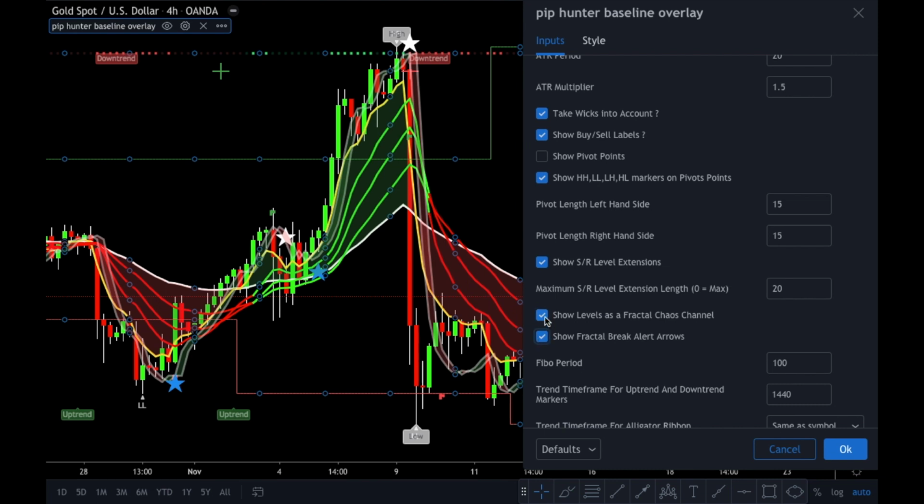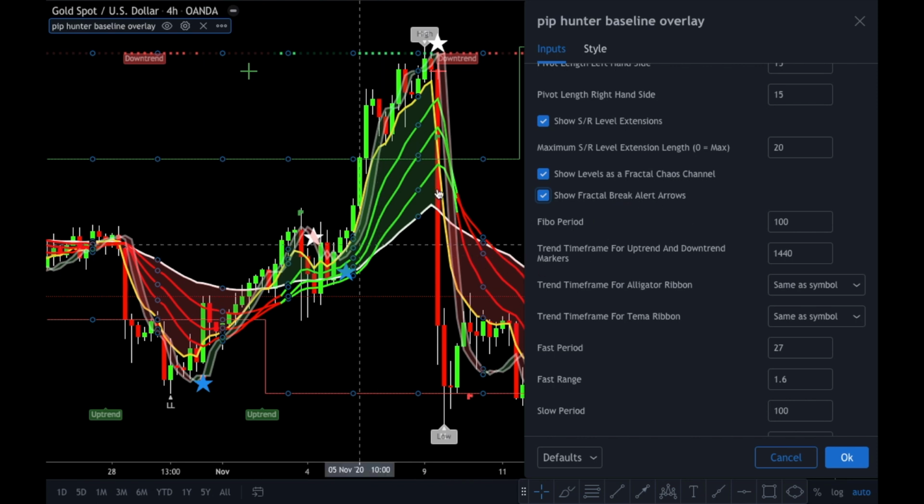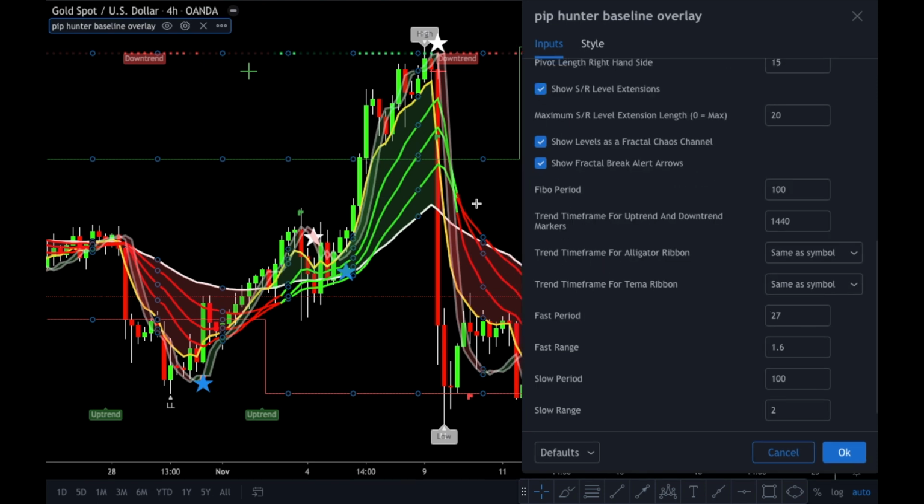You can have arrows on for alerts if you want to. And you can also switch on the fractal break arrow alerts if you want to. Me personally, I don't really use these two, but you can use them. If they're on, it's not something that I'm looking for as a confluence. More for me, it's a break of market structure. Neither do I use this, so I switch this off.